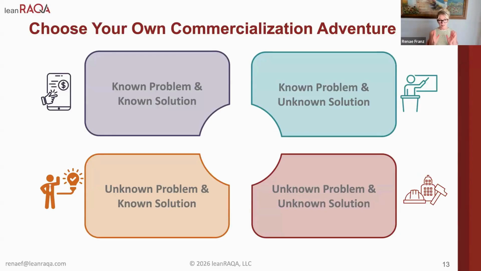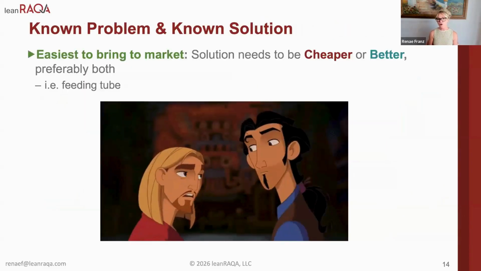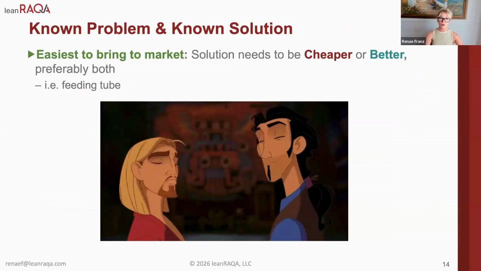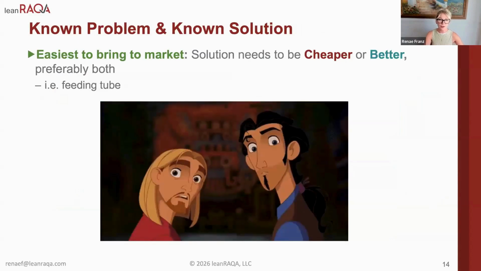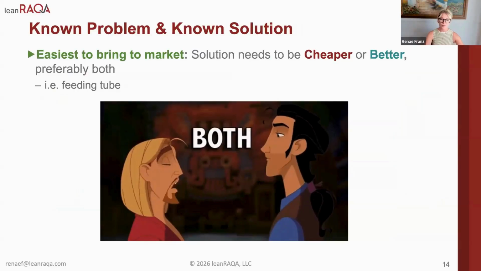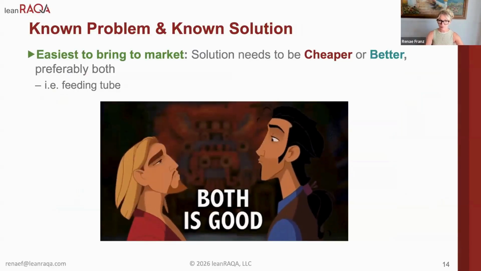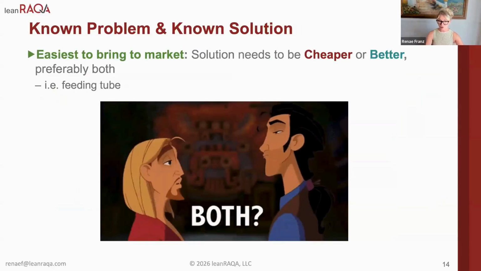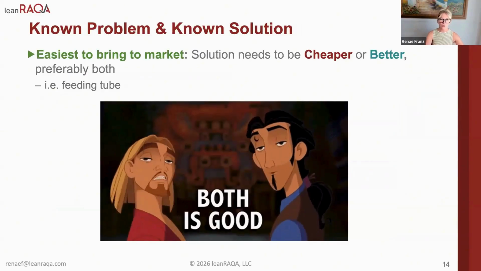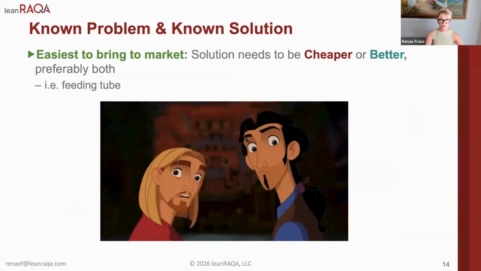So I've based this adventure on what it looks like in the US. We don't have enough time to look at Europe and other markets today, but I think it's important to talk about this because it determines how quickly your revenue ramps up. So if you have a known problem and a known solution, so you're bringing another feeding tube, maybe another Foley catheter to market, as long as you're better or cheaper than what's out there, that should have a relatively quick adoption period.